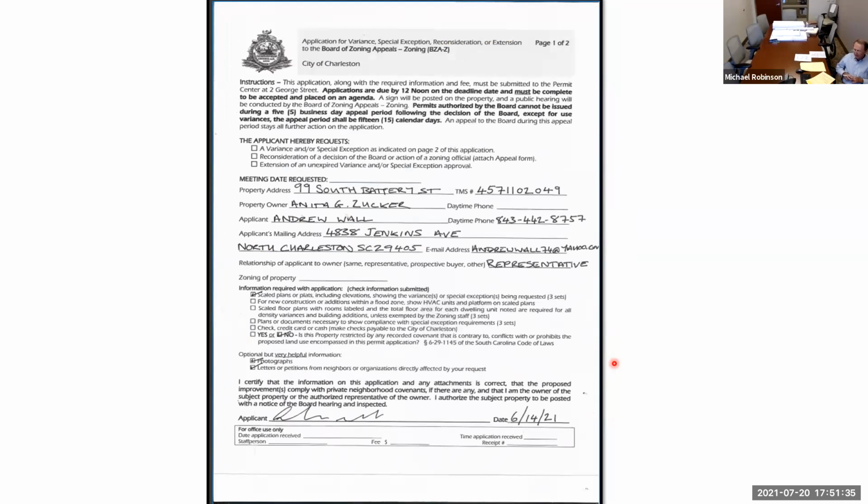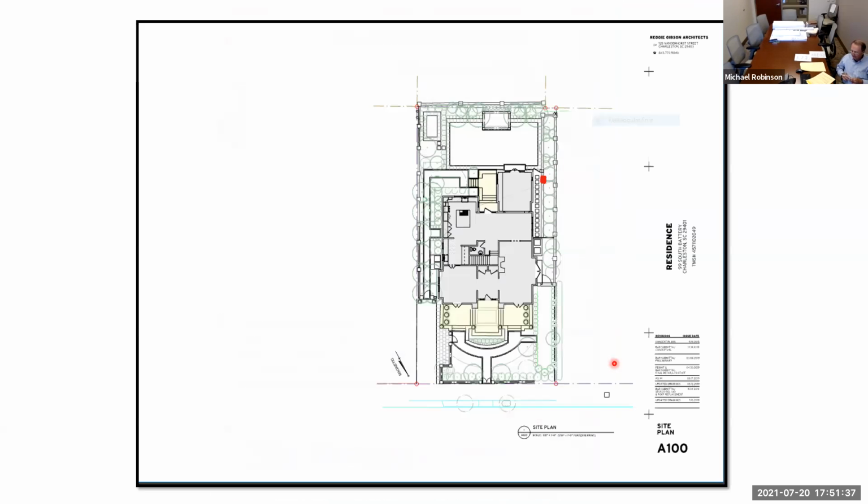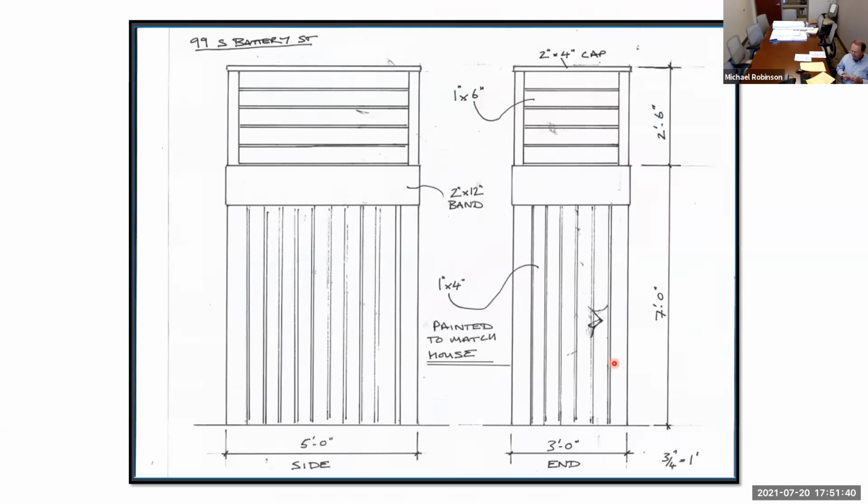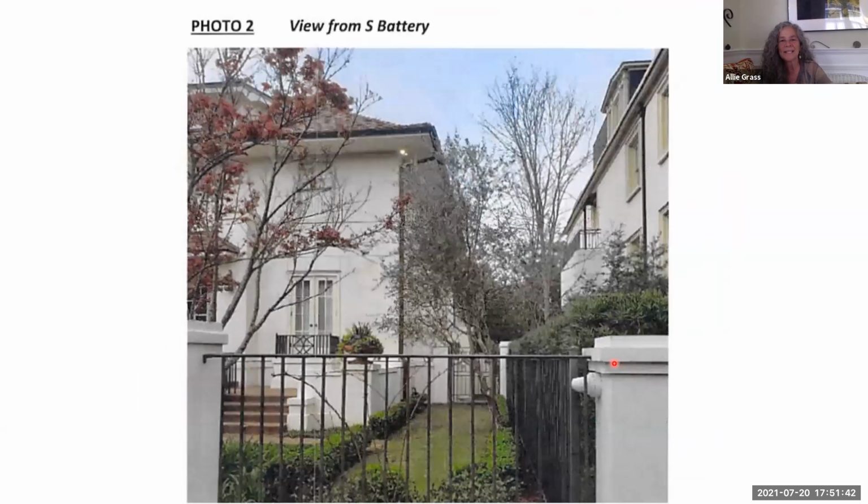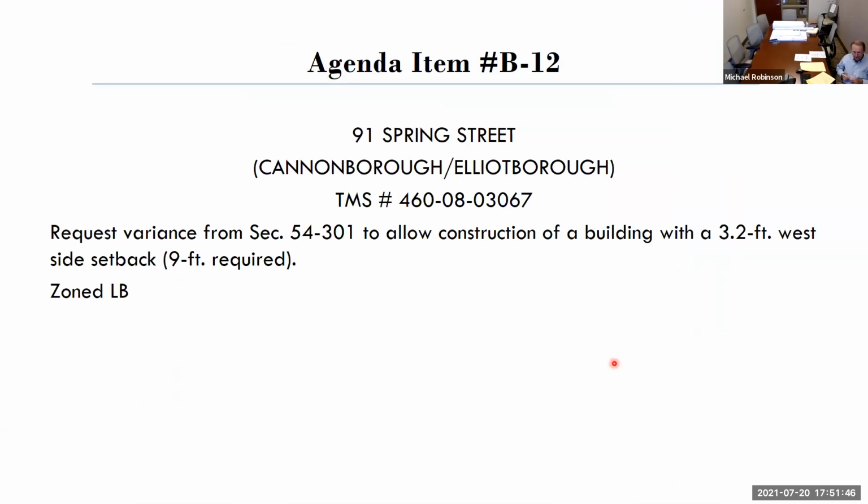Next item on the agenda is number 91 Spring Street, Cannonboro Elliott. Mr. Robinson, yes, ma'am. I apologize. I need to be recused from this one. On Spring Street, yes, thank you. Very good. Okay. Ms. Grass recuses from 91 Spring Street.